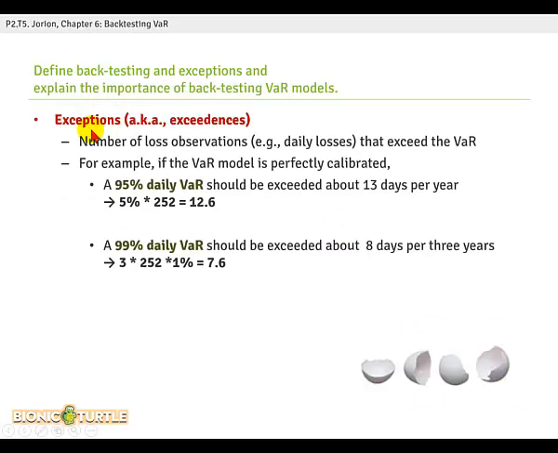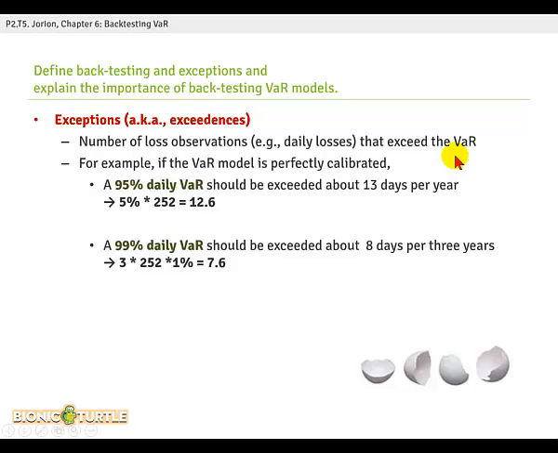A key term here is exceptions or exceedances. Exceptions are the number of loss observations that exceed the value at risk. So first of all, let's note that if we observe exceptions, that's not necessarily a bad thing, right? Value at risk is a quantile, and one of its weaknesses is it doesn't tell us exactly the magnitude of loss to be expected in the extreme tail.